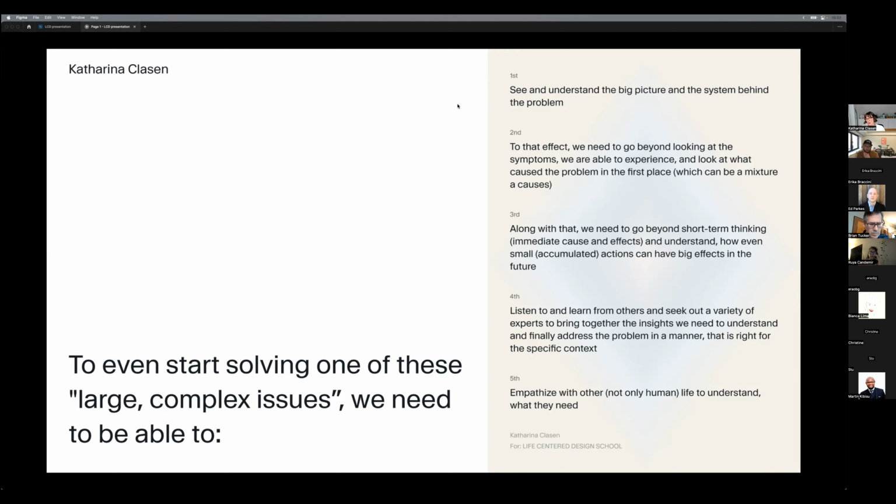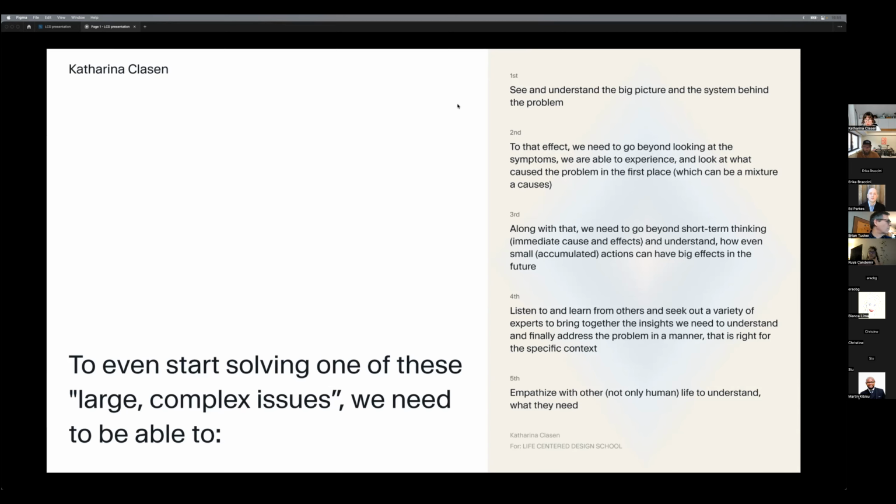And to that effect, we also have to look beyond the symptoms. I think we are used to looking at symptoms, but we need to also look at the root cause of problems. And on the other end of the spectrum, we also have to consider a longer time frame, not only look back to the root cause, but also to the future. Maybe there will be unintended consequences in a long-term future, and we need to be able to consider that and foresee that.